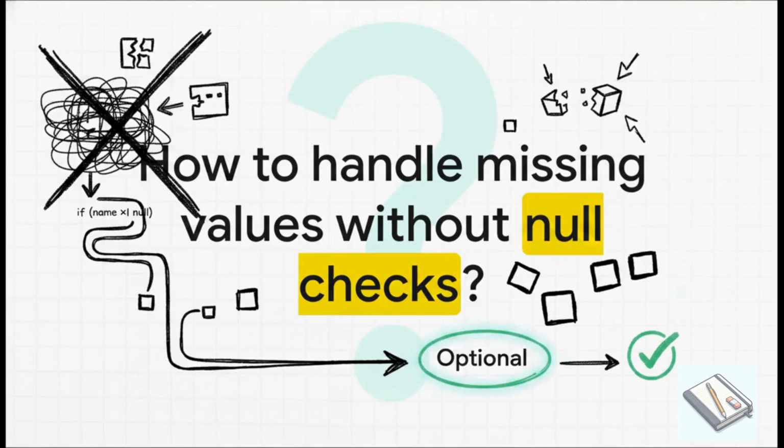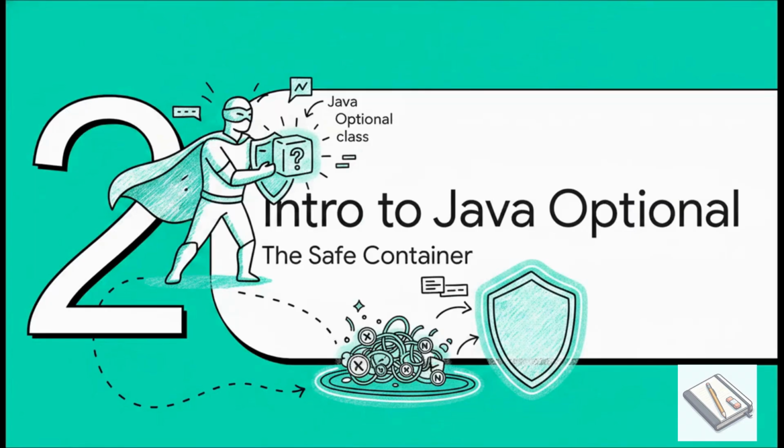So that brings us to a massive question. How do we safely handle missing values without constant null checks? You know what I mean. Those messy, defensive, nested blocks that completely clutter up your logic. There's got to be a cleaner way, right? Which brings us to section 2, introducing Java Optional.